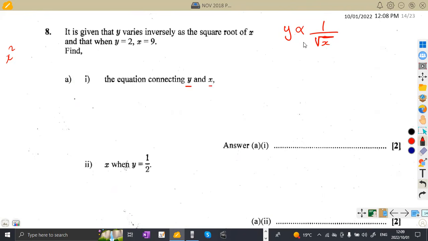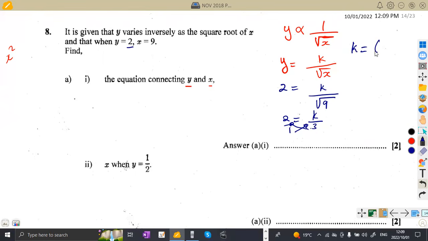Remember, from variation, you introduce the constant: y is equal to k over the square root of x. Now we can substitute the information that we are given. y is equal to 2 when x is 9, so it's going to be k over the square root of 9. So 2 is equal to k over the square root of 9, which is 3. We can cross multiply here: 1 times k is k, which is equal to 2 times 3, which is 6.